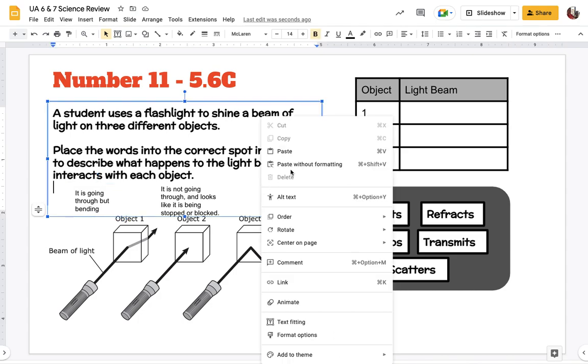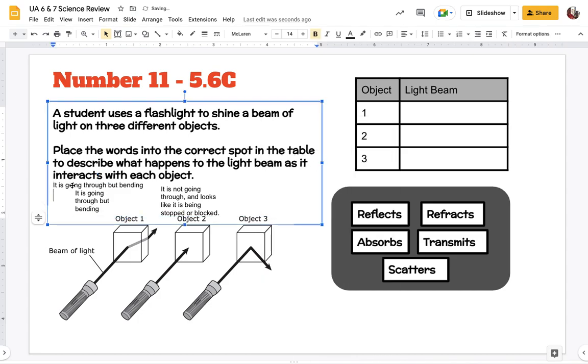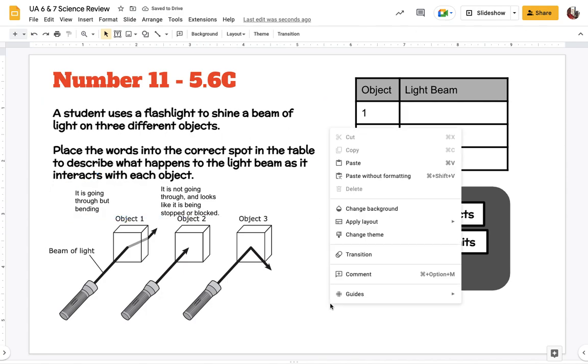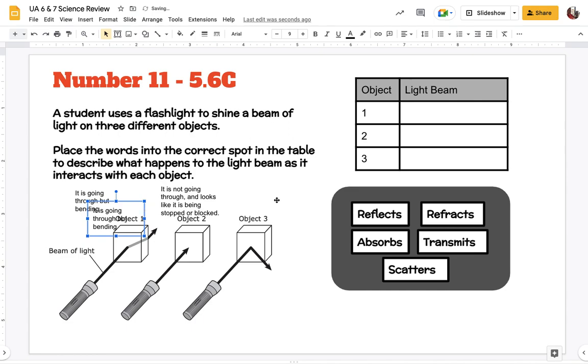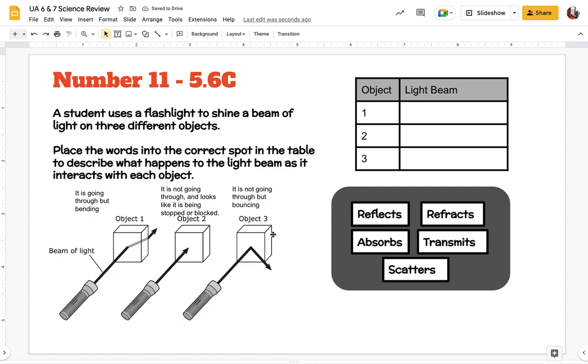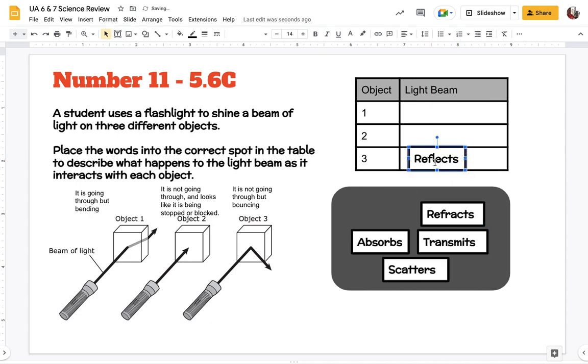Let me go ahead and paste. Nope. I messed that up. Paste. Here we go. Let's do right above object 3. It is not going through, but not bending. It is bouncing. Okay. So let's start with object 3. We know that one pretty good. When light bounces off of an object, it is being what? If you said reflected, that is the correct answer. So object 3 is reflected.